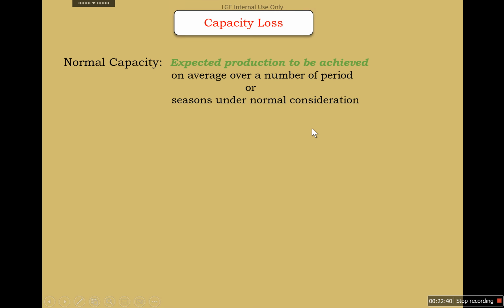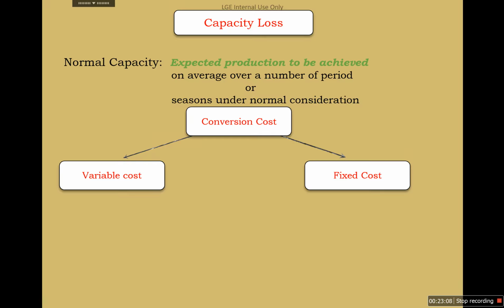Next is about the capacity loss. When we are producing something, a manufacturing industry needs to define its normal capacity. Normal capacity is the expected production that we need to achieve on an average or over seasons under normal consideration. So while calculating the normal capacity, we need to reduce the number of holidays and the period for which the plant will be closed, and this is based on how much we expect to produce in the year. Based on that, the normal capacity is calculated.